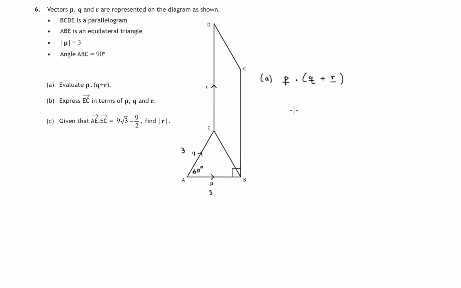This is the dot product, the scalar product, and it obeys the rule that allows you to get rid of brackets and multiply out brackets, just like real numbers. So this would be P dot Q plus P dot R. So what does P dot Q mean?